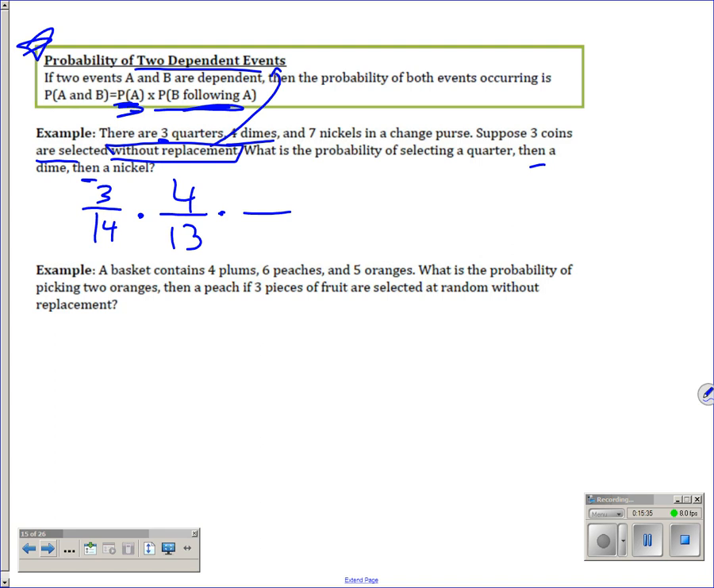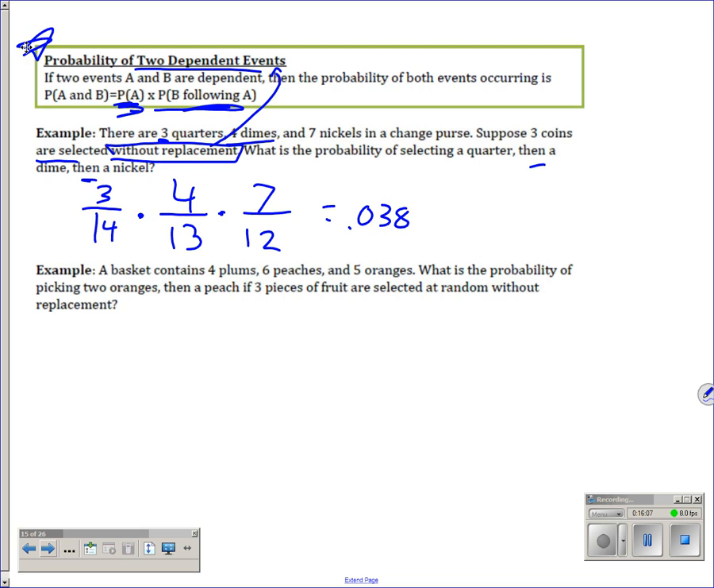Now I got a quarter, now I got a dime, and I'm not putting either one back. So now my denominator goes down to 12. And the probability of getting a nickel, well, I have 7 nickels out of 12. We're going to multiply those. 0.038. Perfect. So about 3.8%. Makes sense? Questions on that? All right, how about this next one?